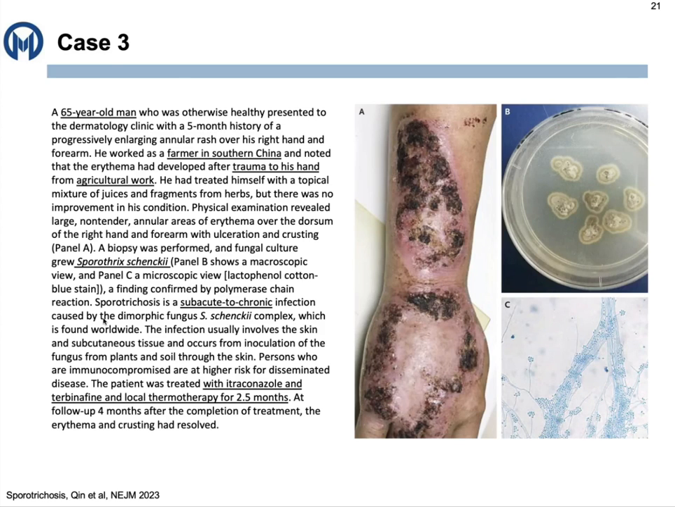What I thought, and we'll talk about it again in a bit, is the fact that it could be a mimicker or confused with pyoderma gangrenosum, which I have seen at Tampa General before. But the key thing is that once they got the diagnosis, it was treated with terbinafine, and what I thought was fascinating was local thermal therapy, but it healed very well without any problems.